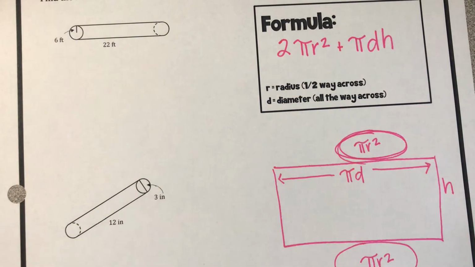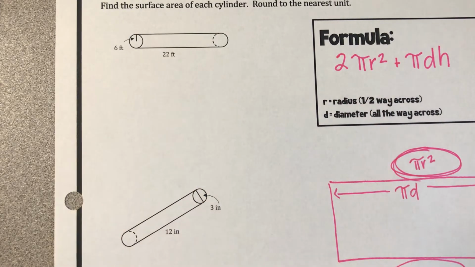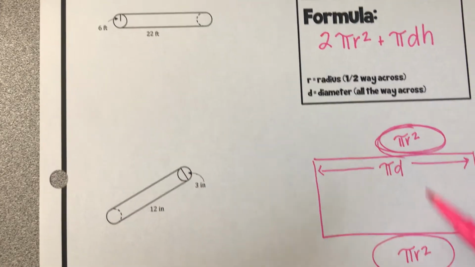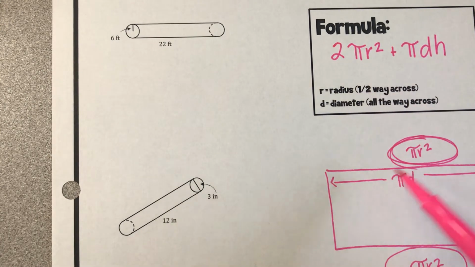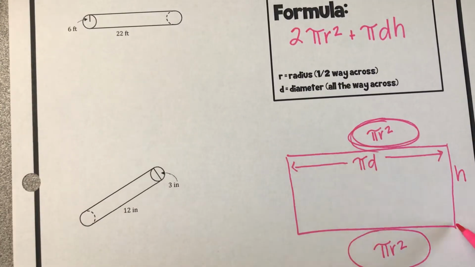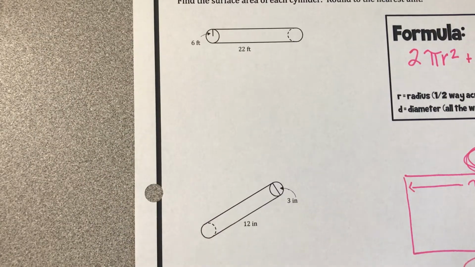If you have no clue what I just did, don't stress about it. You'll just have to memorize this formula. 2 pi r squared plus pi dh. 2 pi r squared for the circle on the top and the bottom. Pi d for the width around the circle times the height to make this rectangle. So let me show you how to punch it into your calculator.